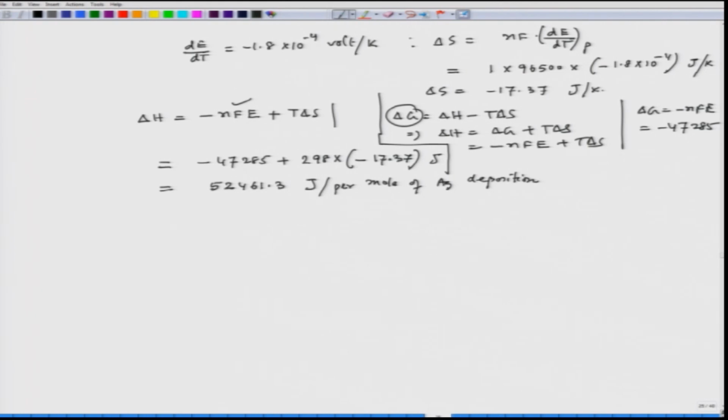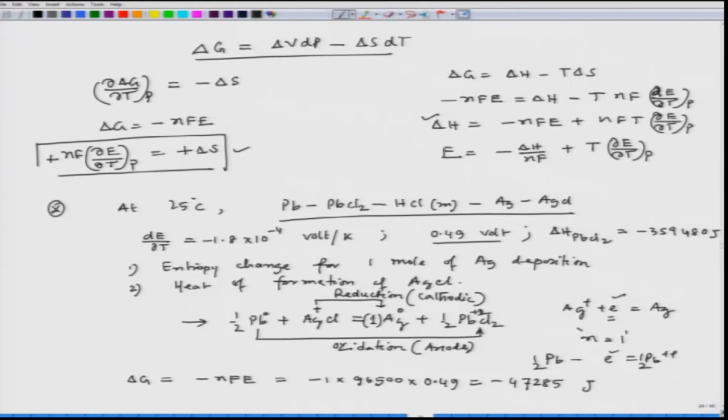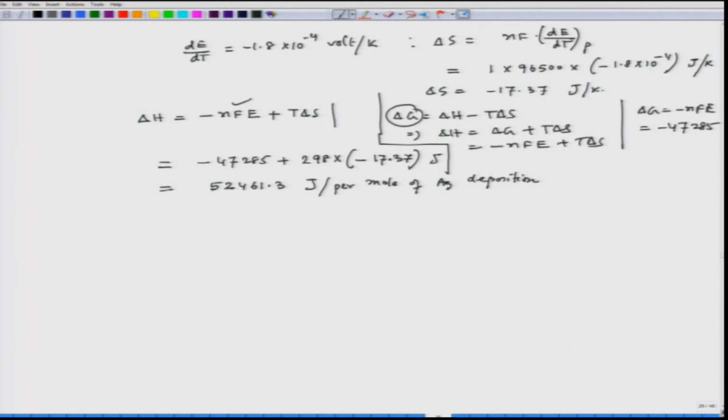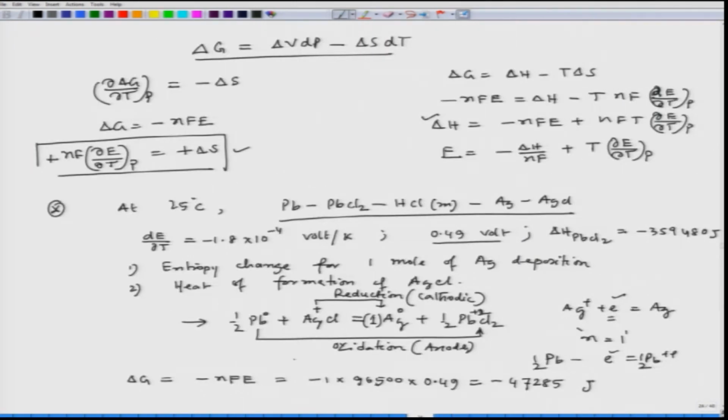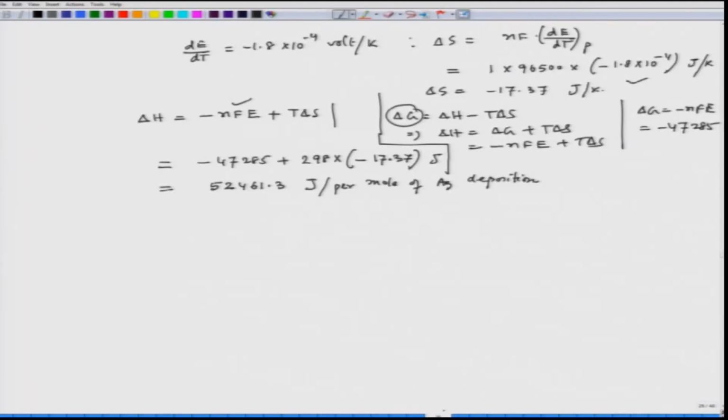Now, our problem statement was entropy change. We have found out the entropy change; these are the entropy values. Then we have to find out the second problem, the heat of formation of AgCl. So, we have found the heat of reaction.